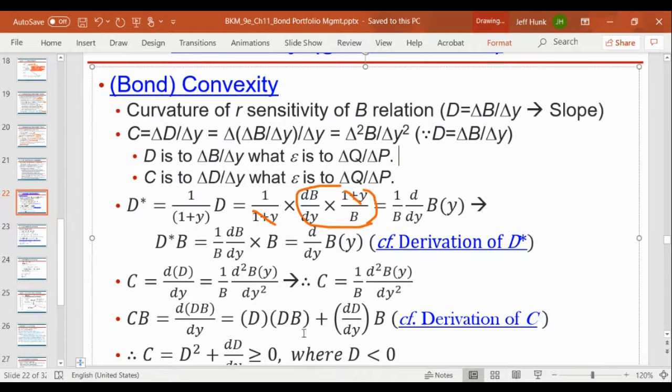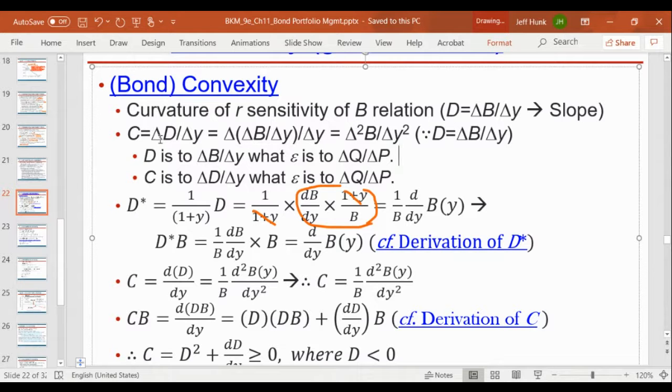Now, convexity is what? Convexity is the change in duration over change in interest rate. Let's translate it. What is duration? Duration is change in bond price over change in interest rate, isn't it right? So if you rewrite it by the definition of duration, you can rewrite it this way. But think about it.